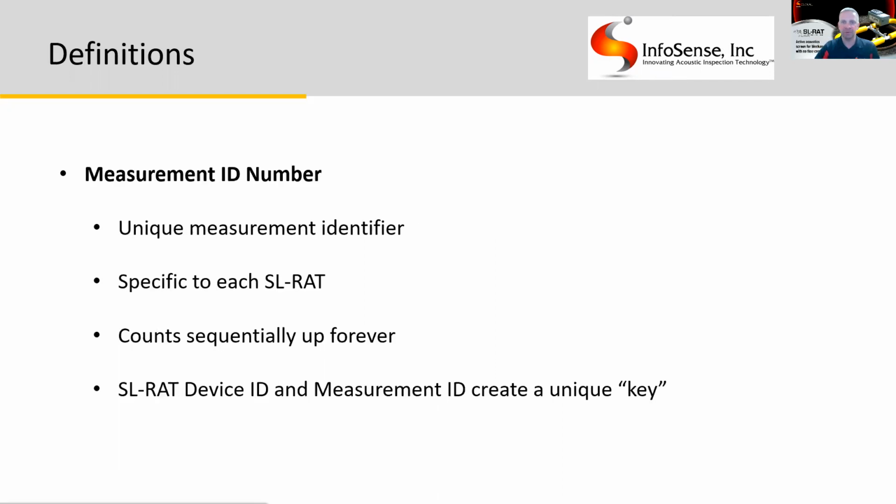The measurement ID number is a unique identifier given to each test taken in the field. This number is specific to each SLRAT, so for many of you that have multiple devices, it will be unique from one device to the next. The measurement ID number starts at 0 during production of the SLRAT and counts sequentially up forever. There is no limit. In fact, we have some units out there with over 20,000 measurements on them. When the SLRAT device ID and the measurement ID or record number are combined, that creates a unique key that our SLDOG database is based on.